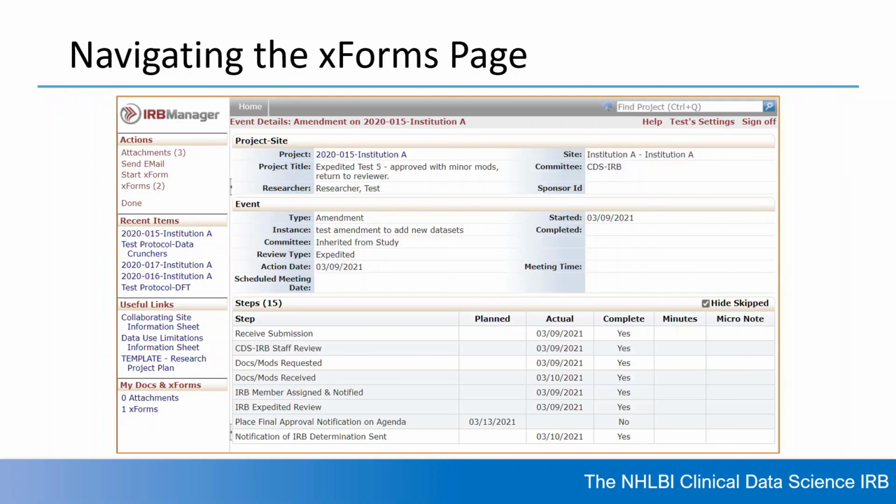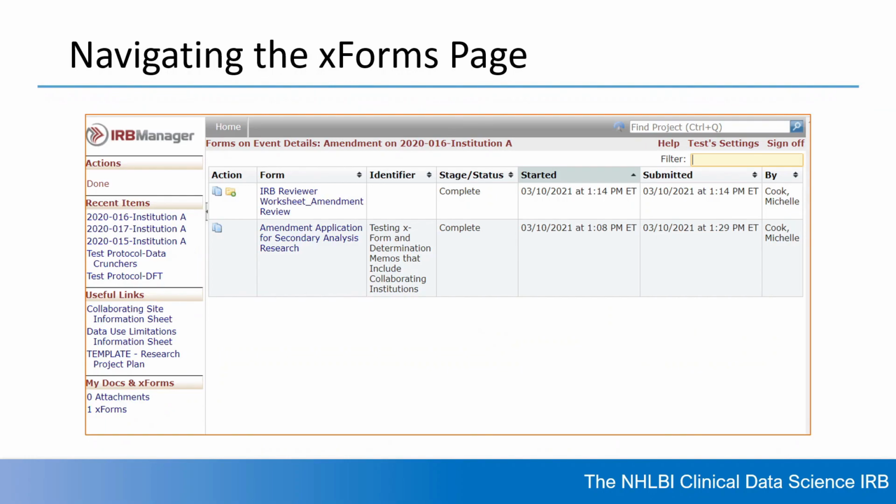Similar to the Attachments page, users can access previously submitted Xforms associated with an event by clicking on the Xforms link under the Actions menu on the Event Details page. Here, a new window will open with a table of all Xforms associated with an event. Clicking on the link of an Xform will open up that form in a new window. In order to return to the Events Detail page, click the Done link.